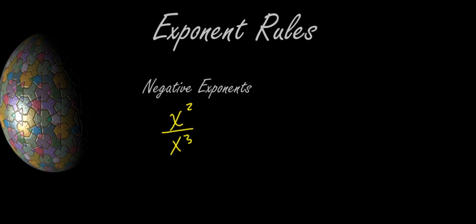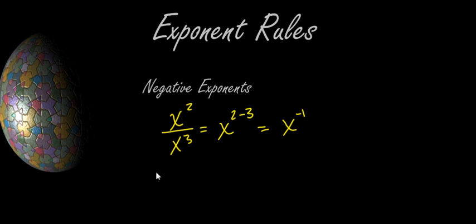Now, in this section, we're going to learn about negative exponents. When we first looked at example number 2, we ended up with an x cubed over an x squared. Now, we can subtract these exponents just like we did the last time, only you get x to the 2 minus 3 power, which gives me an x to the negative 1 power.